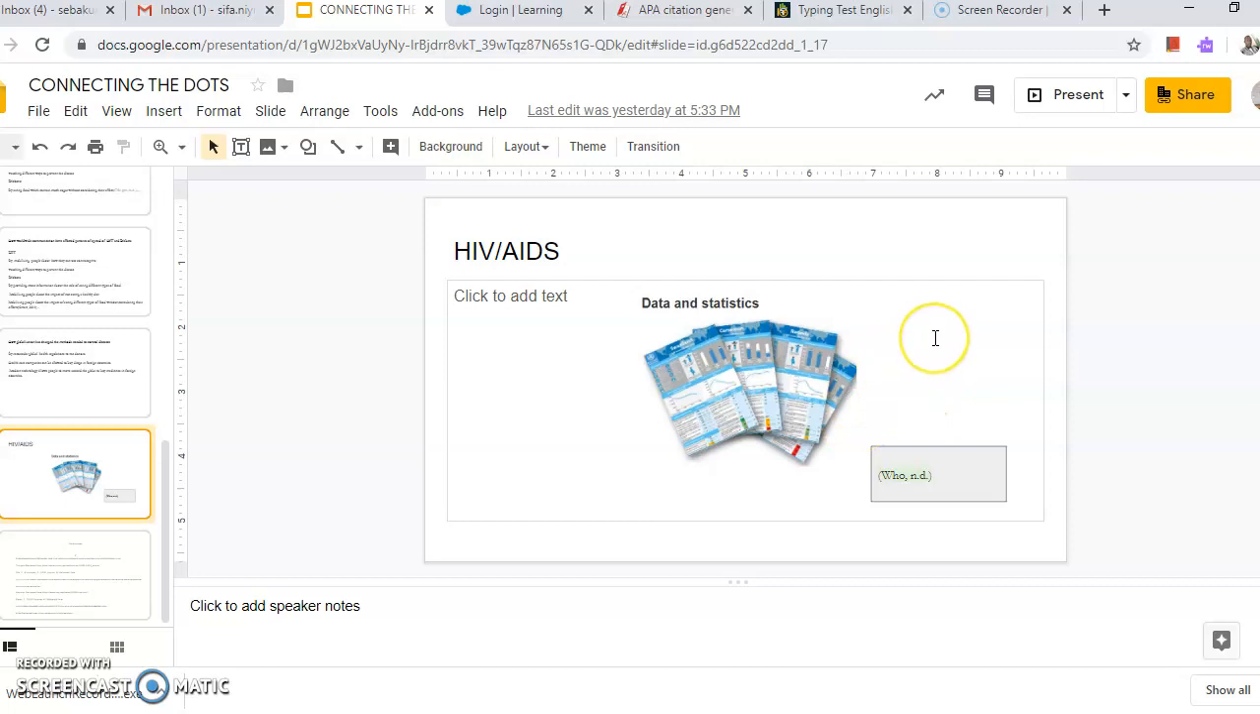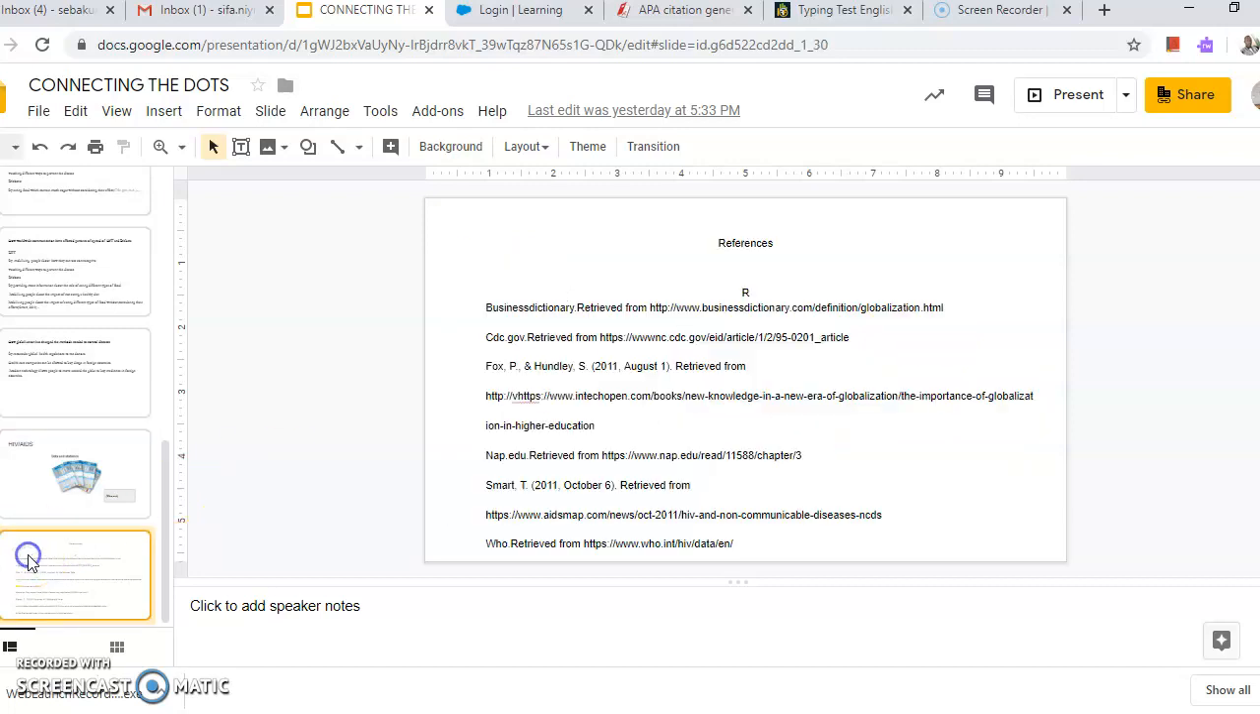This is data and statistics of HIV. This is the reference.